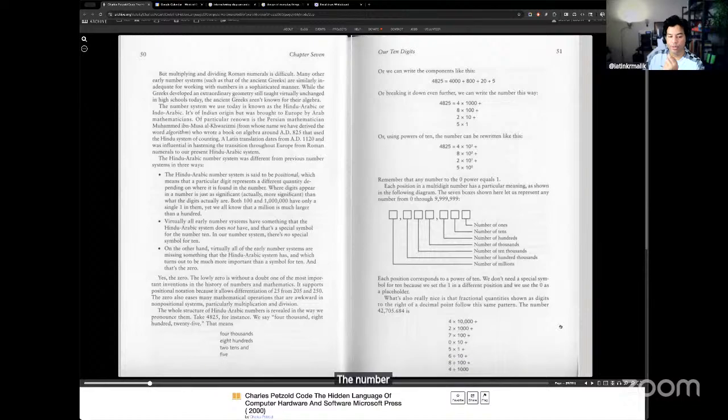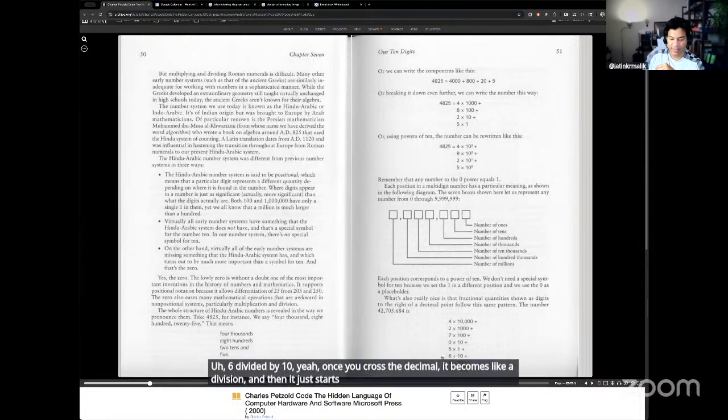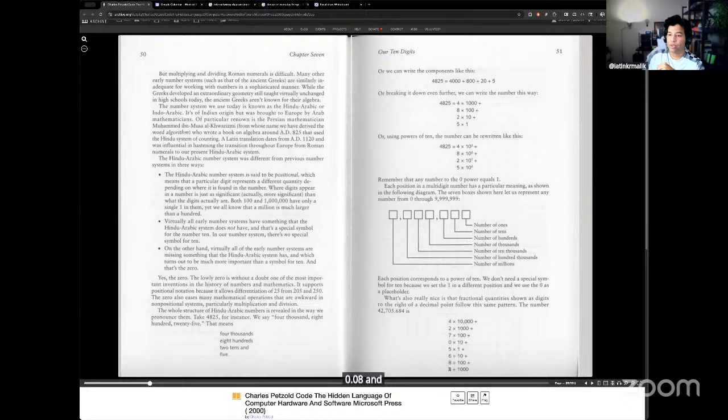The number 42705.684 can also be written as 4 into 10,000, 2 into 1000, 7 into 100, 0 into 10, plus 5 into 1, so 0 into 10 is still 0. 6 divided by 10, yeah, once you cross the decimal, it becomes like a division, and then it just starts increasing again. So 6 by 10, 8 by 10, and 4 by 10. So this becomes 0.6, 0.08, and 0.004. And if you add all of them, it becomes 0.684.